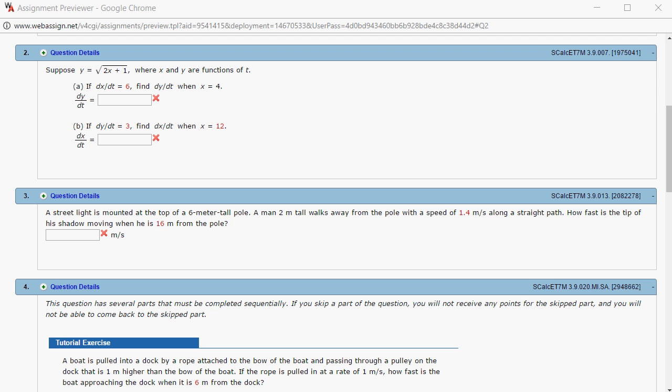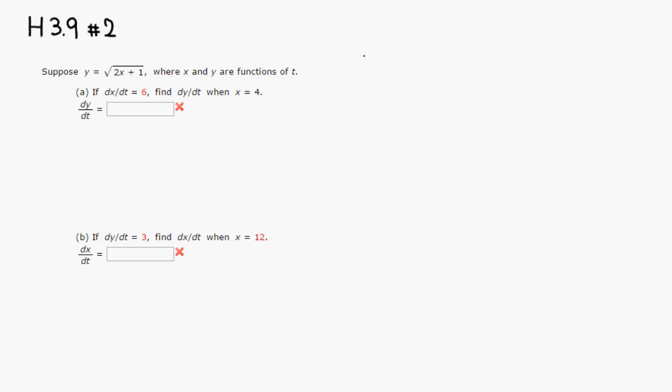All right, let's look at homework 3.9, problem number 2. Let's try this one. We have y equals square root of 2x plus 1, and x and y are functions of t. Let's do part A. Let's go ahead and take the derivative.